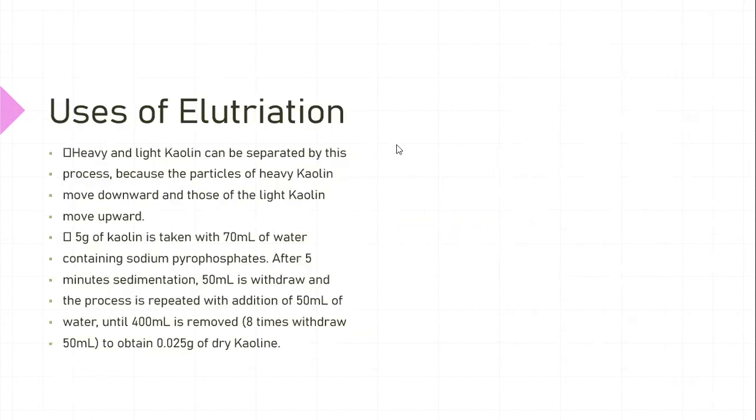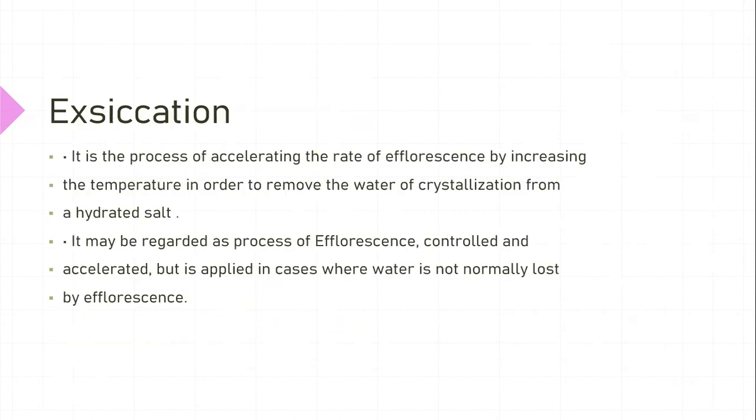Uses of elutriation. Heavy and light kaolin can be separated by this process because the particles of heavy kaolin move downwards and those of the light kaolin move upward. 5 grams of kaolin is taken with 70 ml of water containing sodium pyrophosphate. After 5 minutes of sedimentation, 50 ml is withdrawn, and the process is repeated with addition of 50 ml of water until 400 ml is removed. 8 withdrawals give 0.25 gram of dry kaolin.